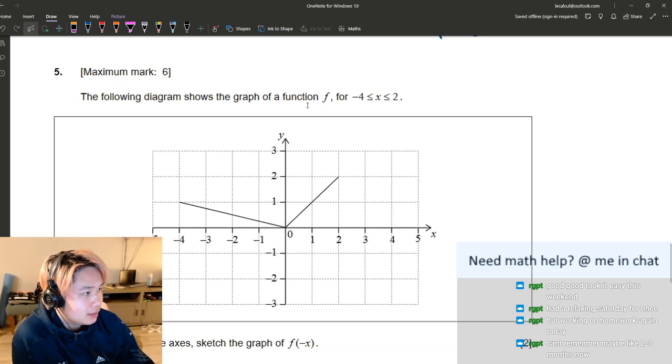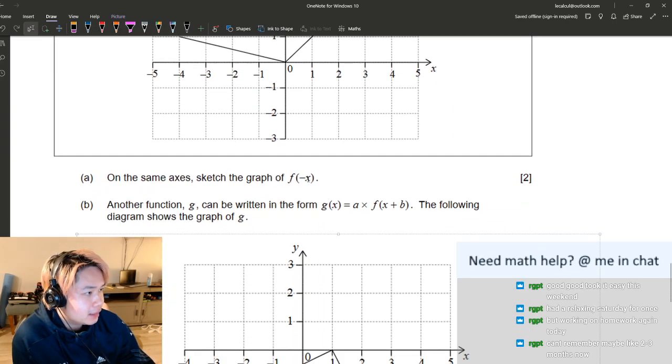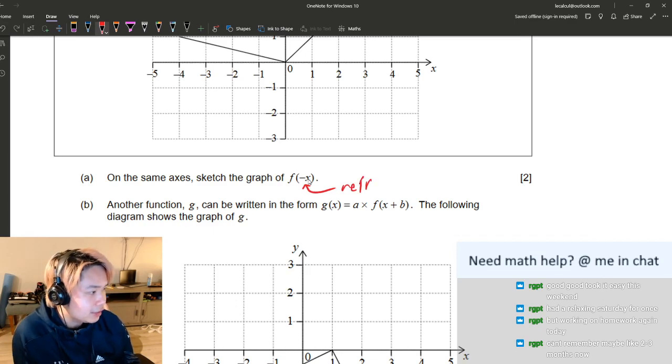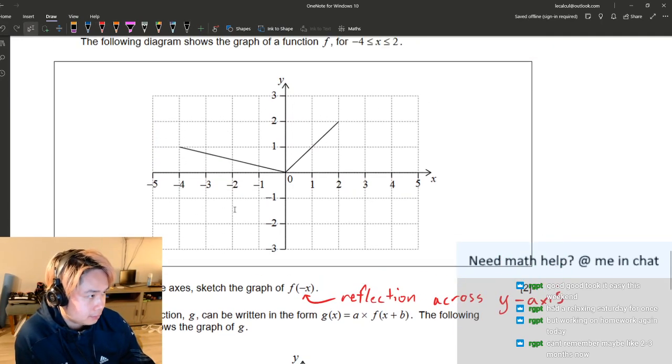Okay, what is this? We got a function. Looks like that. And then now we need to sketch this function. So we just need to identify what kind of transformation that is. And this is a reflection across the y-axis. So all we can do is just make sure that this is reflected properly.